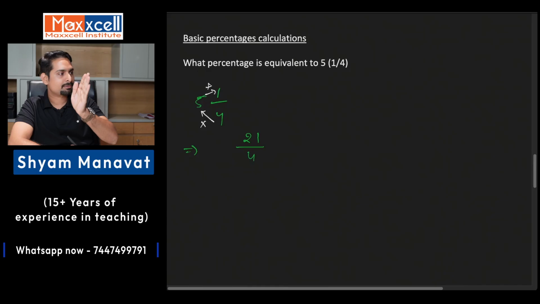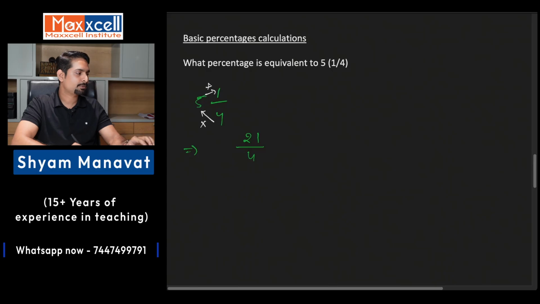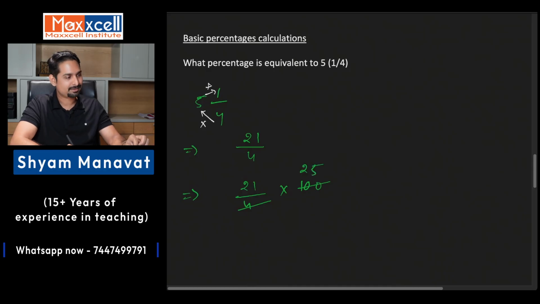So 5 integer 1 by 4 can also be written as 21 by 4. Now it's time to convert into percentage. So 21 by 4 multiply by 100. Here we have 4, cancel. So you have 25. Yeah, 25 4s are 100. I hope you know that.